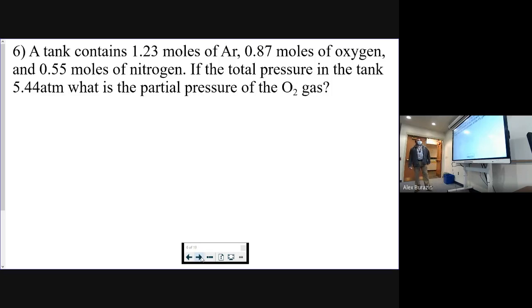A tank contains 1.23 moles of argon, 0.87 moles of oxygen, and 0.55 moles of nitrogen. If the total pressure in the tank is 5.44 atmospheres, I should have just switched slides, huh? Yes. Maybe. Pro tip: don't make up a problem on the spot. Go to the next slide and you probably have it. Okay. Yeah, this is literally what I was just doing, right? That's the total pressure. What's the ratio of moles of the oxygen, and that's going to give you your pressure of oxygen. Mole ratios and pressure ratios are the same.